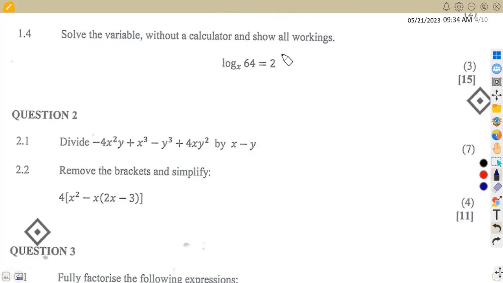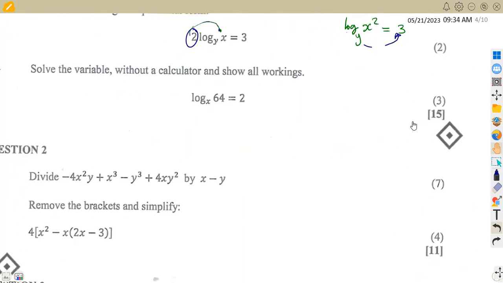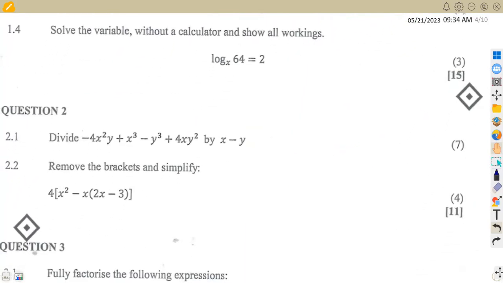Okay, so from that condition that we talked about, that we can convert a logarithm, a single log, to exponential form. This is the one that we applied here, that a is equal to b to the exponent of c. So if you check here, our a is this number 64. So that means 64 is equal to the base, which is x to the exponent of 2. So we can rewrite this in the format that we are used to, which is the exponential form.